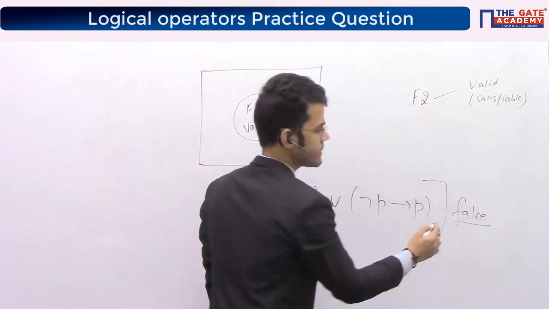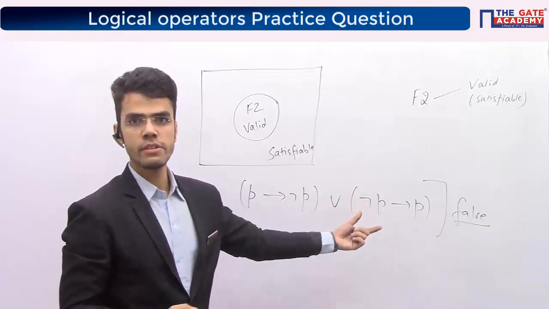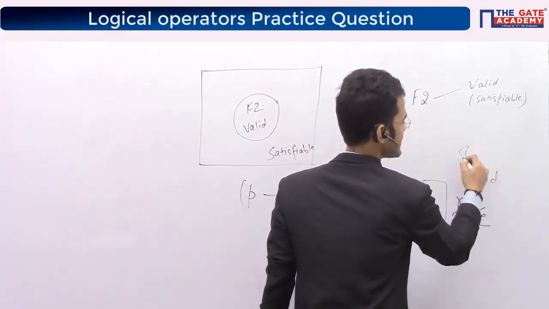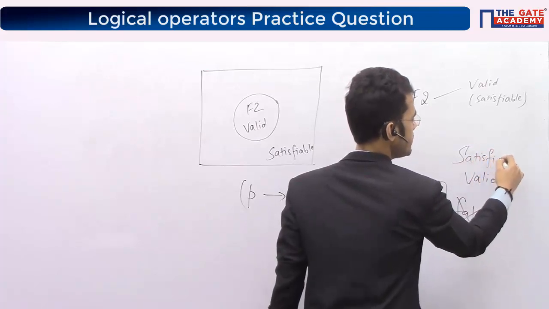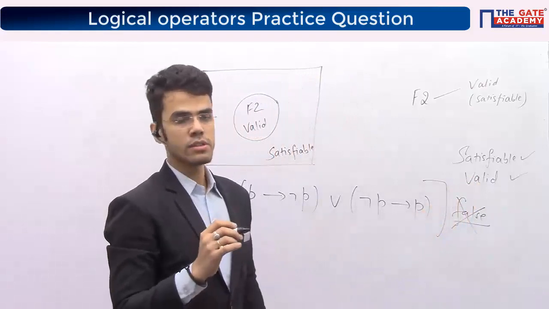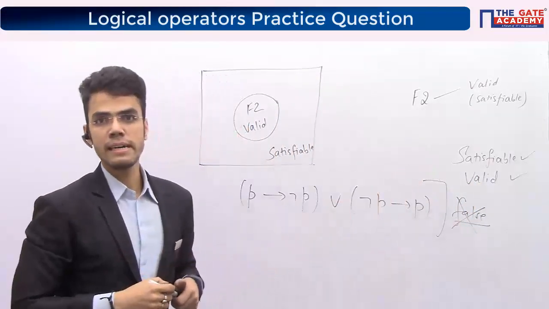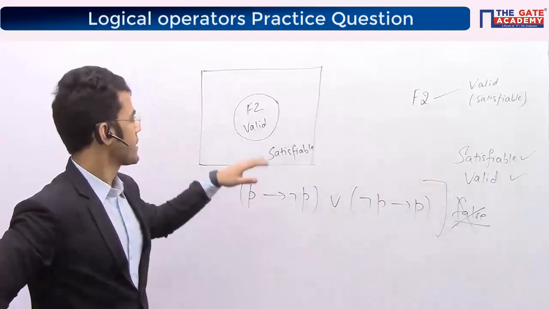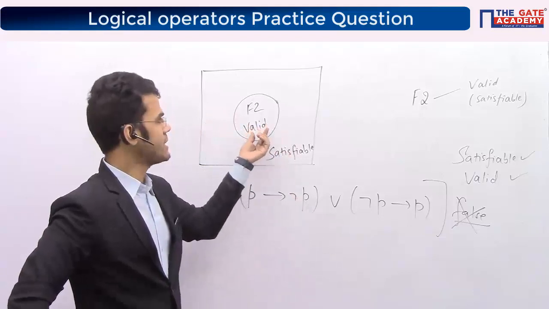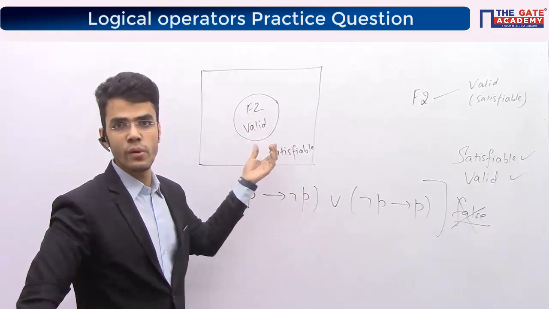I hope now you can generate one false case. We have practiced a lot. You won't be able to generate one false case, so you will say that this is valid, right? And for satisfiable, try to generate one true case. You will be able to generate one true case as well. So F2 will satisfy both satisfiable and valid. So what should be my answer, A or D? If you see this Venn diagram, whatever is valid is automatically satisfiable as well, so you will be marking that F2 is valid here.